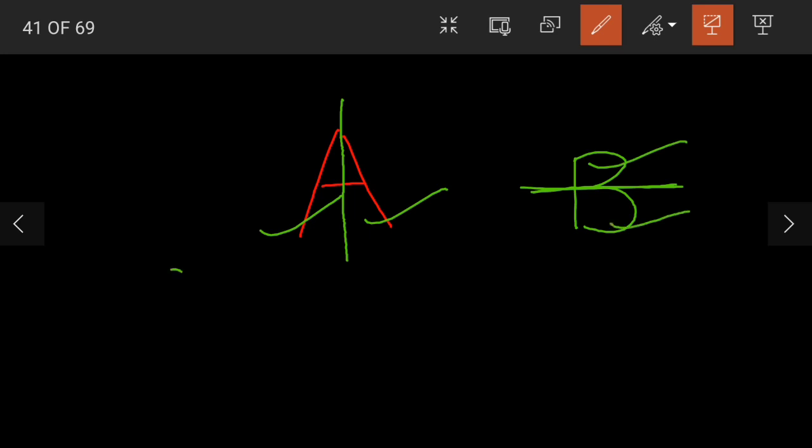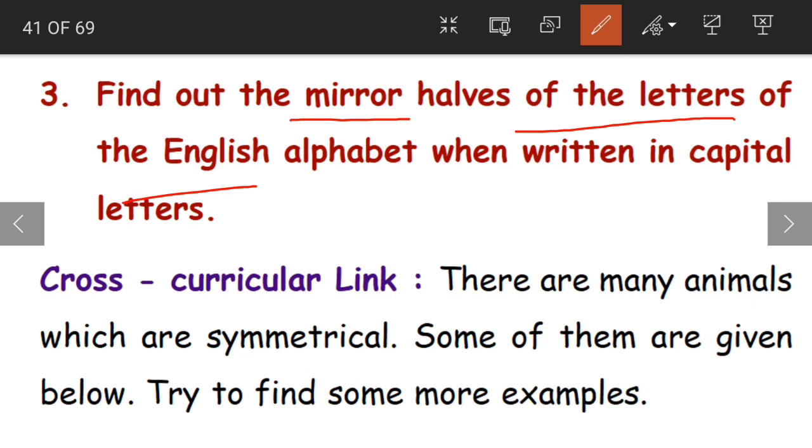It is not necessary that each object or each alphabet has to have a line of symmetry. If we look at the alphabet Q, now does Q have any line of symmetry here? No. See, even if we take like this, it's not possible. Even if we take like this, it's not possible. See, so Q is such an alphabet for which we cannot find the line of symmetry.